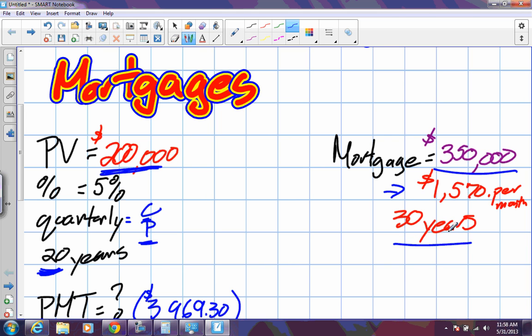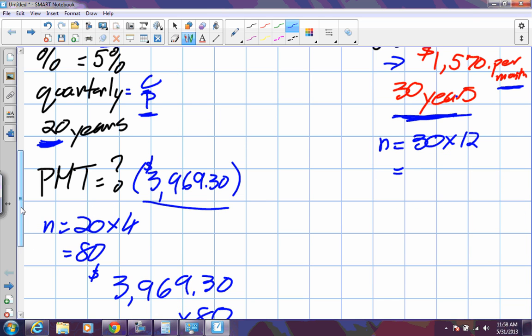So they don't really give us the percentage or anything. They've kind of done the calculating for us. What we want to find out is how much money we have given them over the course of 30 years. Okay? So that means if this is 30 years and we're doing it per month, our N, our number of payment periods, is 30 times 12, right? Because it's every month. Which means there are 360 payment periods.